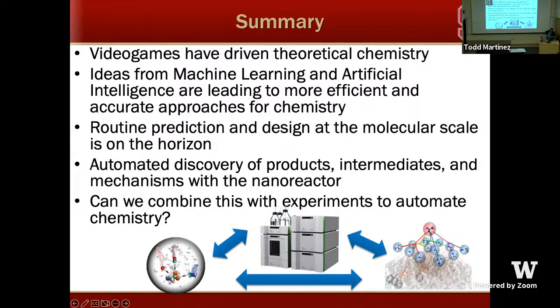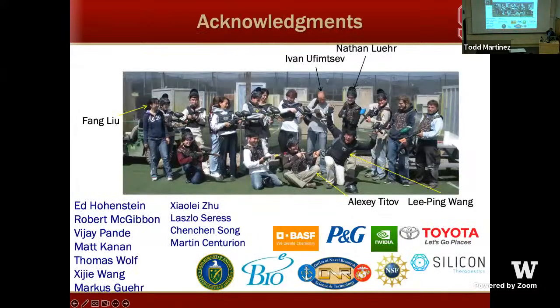I think that routine prediction and design at the molecular scale is something that we still need to be pushing for, but I think it's actually on the horizon. I would not say that we've done it yet, but I think it's coming. And automated discovery approaches like the nanoreactor are going to be an important part of that. Eventually you can combine this with experiments, and then you really would be able to automate chemistry. Some people are thinking about this more seriously than we are, and that's where I think all this is going to go.